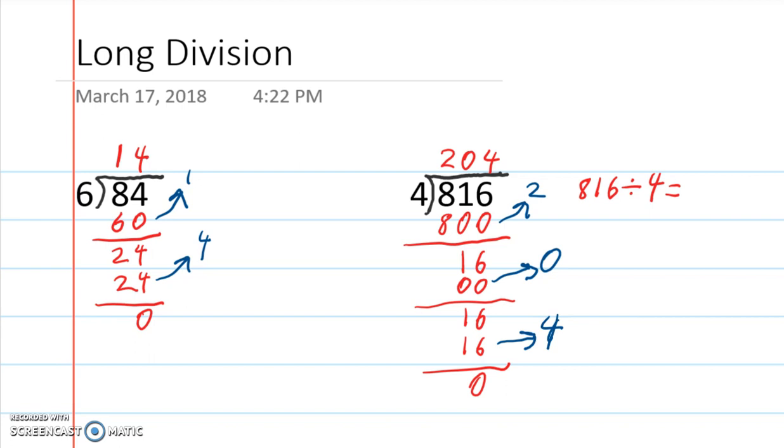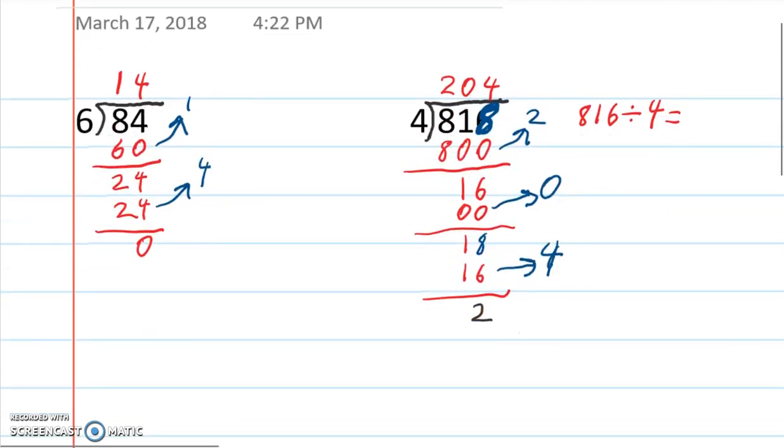We got an answer. What if we ended up, instead of 816, we had 818? Okay, so imagine this is 818. Then this number here would be 8, and so on, all the way through. So we would end up with a number at the end, 2. And we can't divide 2 by 4 unless we're going to decimals.